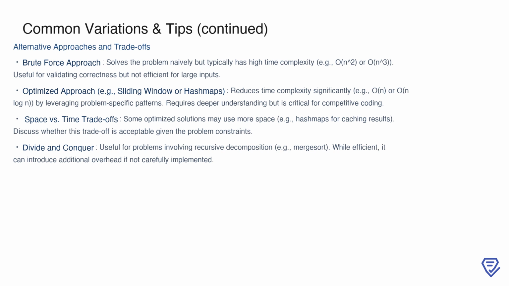Another important consideration is the trade-off between space and time. For instance, using hash maps might speed up computations but at the cost of additional memory. It's essential to evaluate whether the added space usage is acceptable given the problem's constraints. Lastly, divide and conquer techniques can be powerful for problems involving recursive decomposition, like merge sort. While efficient, they can introduce overhead if not carefully implemented. Always aim to choose the approach that balances efficiency with simplicity based on the problem requirements.